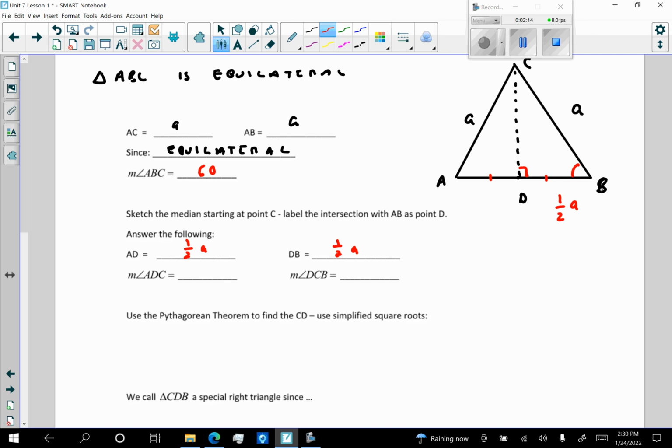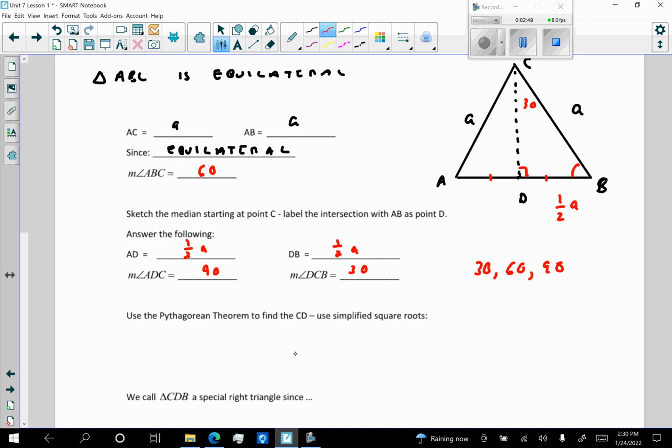So that is 90 degrees. Therefore, if ABC is 60, this angle is going to be 30 because that median is also an angle bisector. So ADC is 90, and DCB is going to be 30. So this is what we call a 30, 60, 90 right triangle. And we talked about these 30, 60, 90 degree right triangles. We could use the Pythagorean theorem to find the length of the height, CD, if you will.